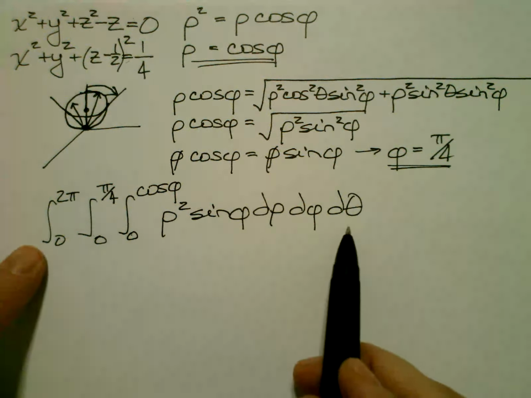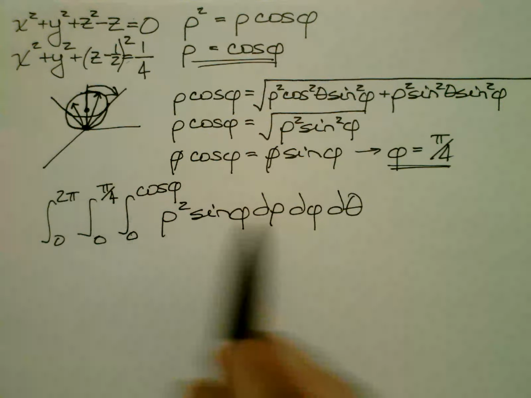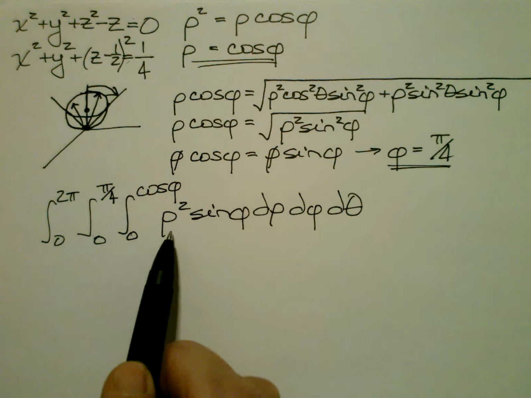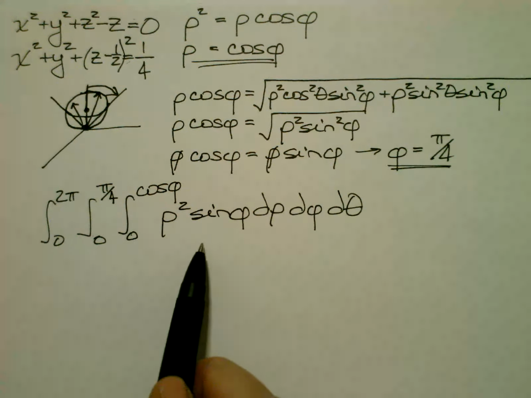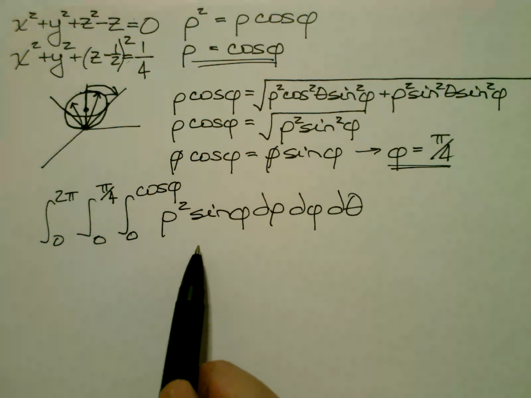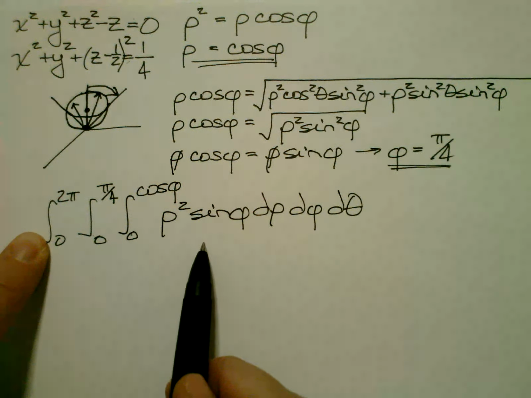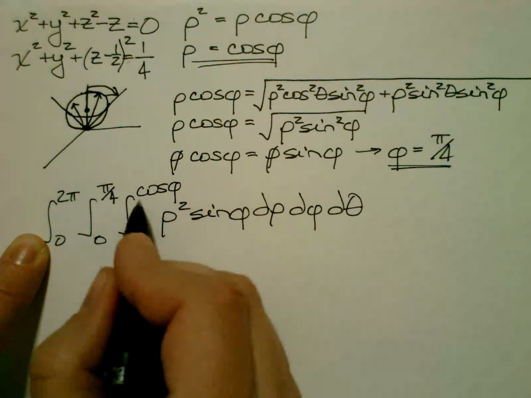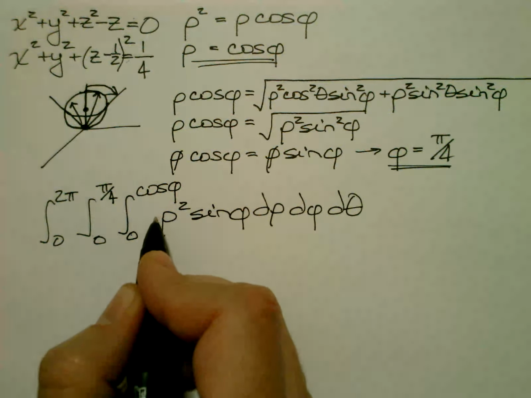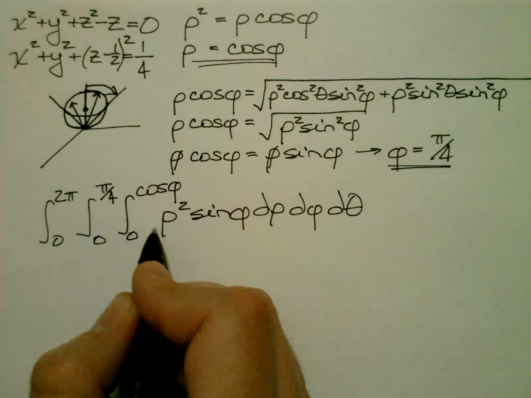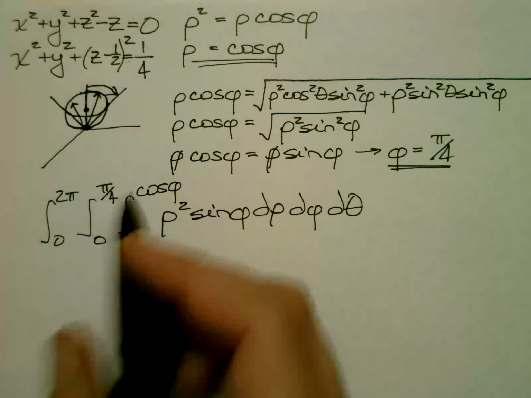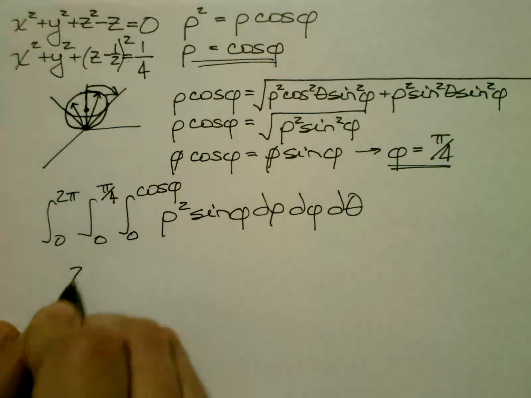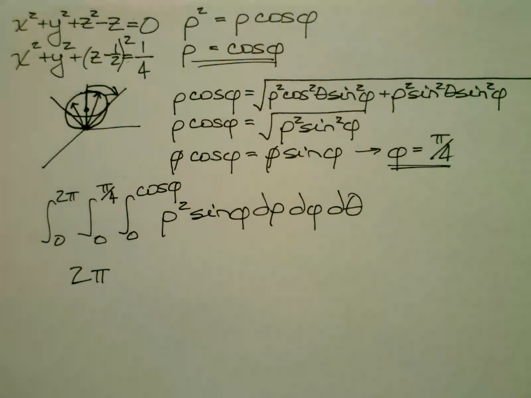I put theta on the outside, but I'm going to look all the way through here at the other limits of integration and at my integrand. There's not a theta to be seen anywhere. That means when I integrate with respect to theta, I'm just going to get a factor of theta evaluated from 0 to 2 pi. Well, 2 pi minus 0 last time I checked was 2 pi. So when I integrate with respect to theta, I'm just going to get a factor of 2 pi. There it is.